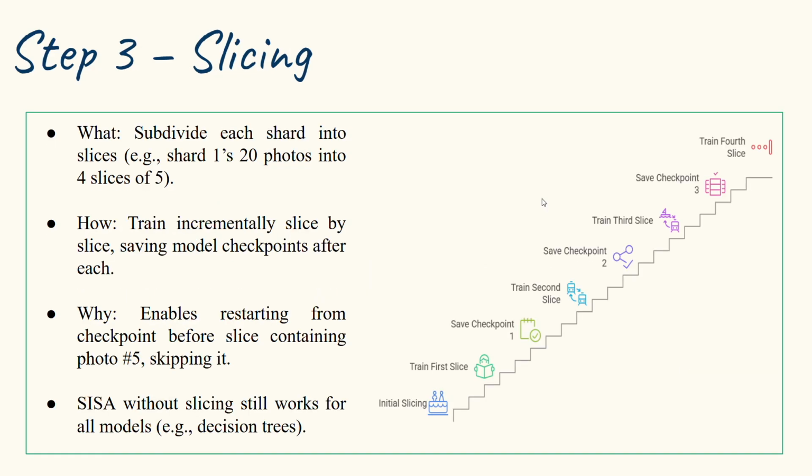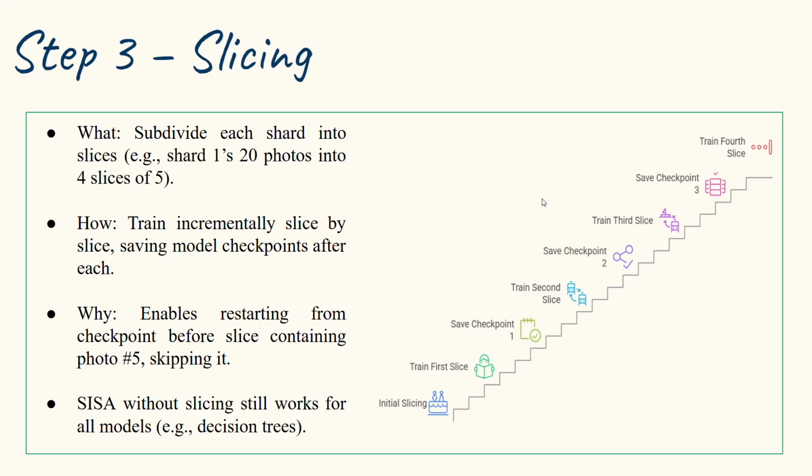Step 3, Slicing. Breaking it down further. Now comes an optional but smarter step, slicing. Inside each set, we can break the data down further. Let's say set 1 has 20 photos. We divide it into 4 slices, 5 photos each.